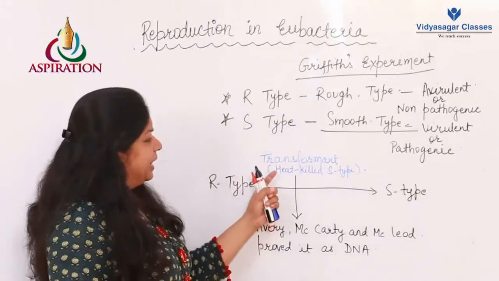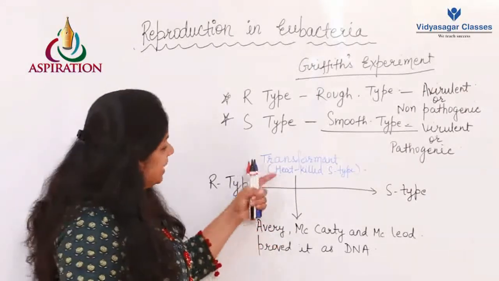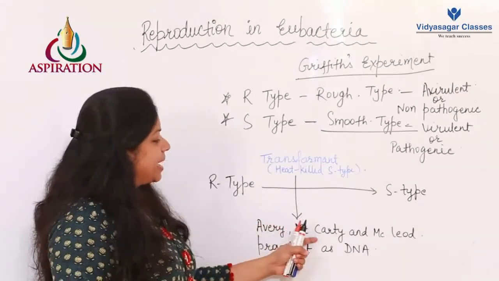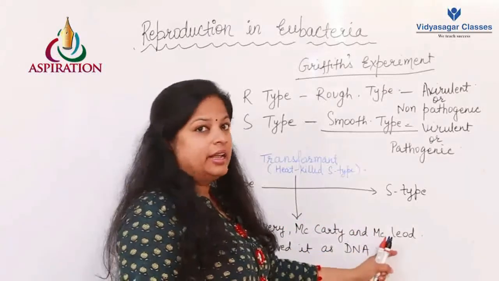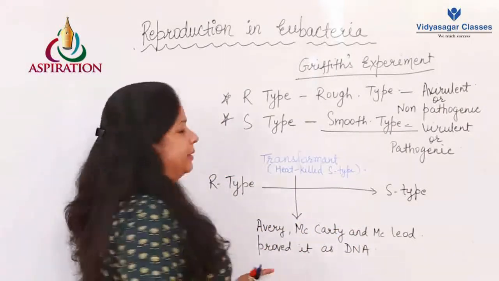He could not tell the chemical nature of that transformant, but later three scientists, Avery, McCarty and MacLeod, proved this transformant to be the DNA.